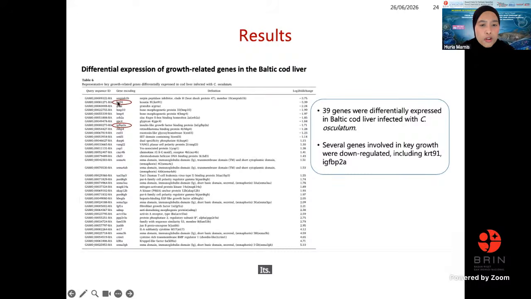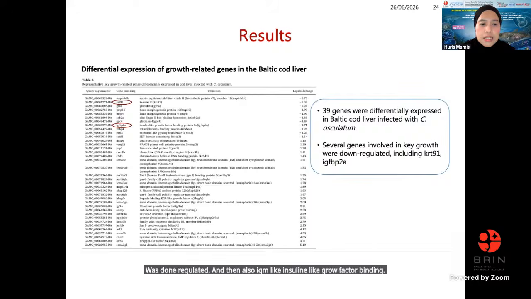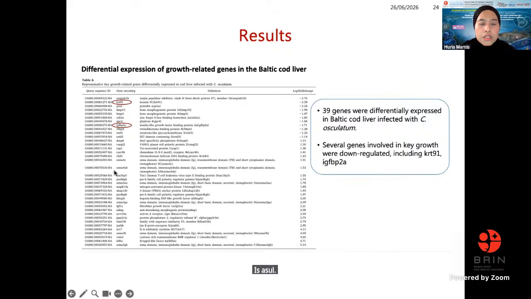Several genes involved in key growth were down-regulated. So we can see here, keratin 91 was down-regulated, and then also insulin-like growth factor binding protein, which is also one key of the growth, was also down-regulated.